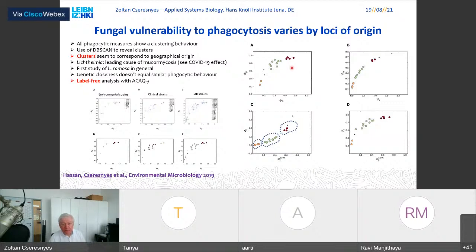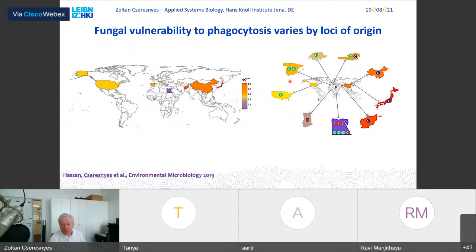Well, what binds them together, as we found out when we looked at the data, is their geographical origin. Those with the highest phagocytic index came from Asia. We had data from Pakistan, China, and Japan. And they clustered very, very closely to each other at the high symmetrized phagocytic index range. Those with the lowest vulnerability came from Africa, especially from Egypt. And those strains which came from Northern America and Western Europe came in between. That is, we discovered by this workflow of analysis that the vulnerability of fungi depends, or may depend, on their geographical origin.